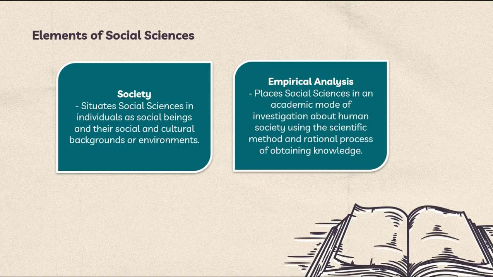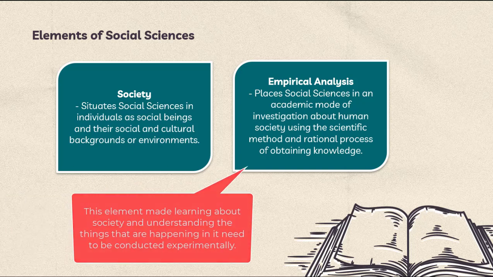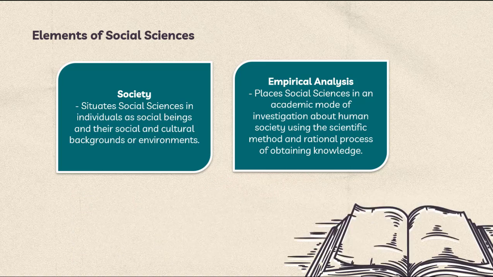The second element is empirical analysis. Empirical analysis places social sciences in an academic mode of investigation about human society using the scientific method and rational process of obtaining knowledge. Because of this element, learning about society and understanding the things that are happening in it need to be conducted experimentally, such as having a keen observation, critical analysis, and interpretation of social facts identified from the individuals living within a certain society.